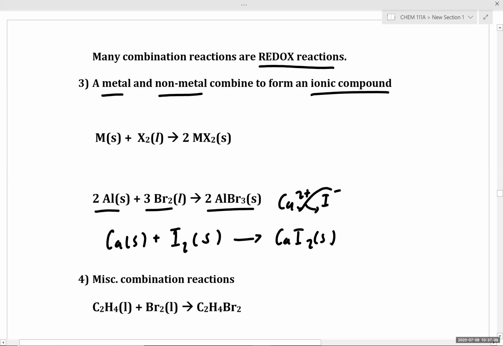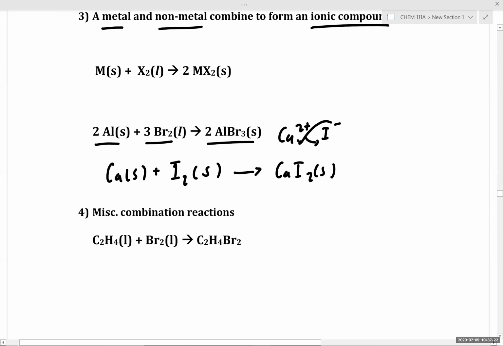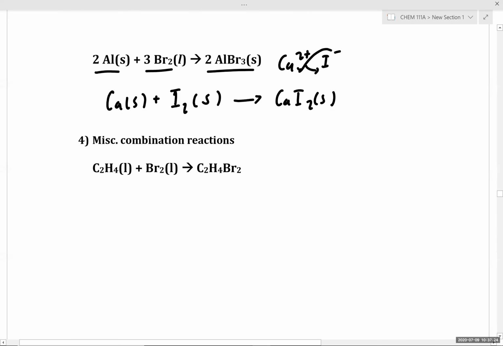So our rules for writing out ionic compounds with the proper charge balance formulas still apply, but your logic is good so far. There are also some miscellaneous combination reactions, and these are primarily seen in organic chemistry.